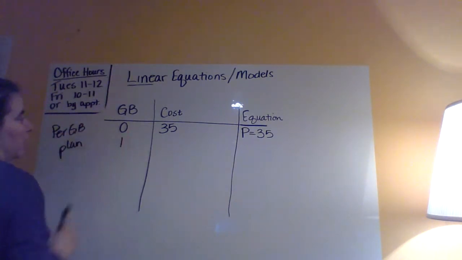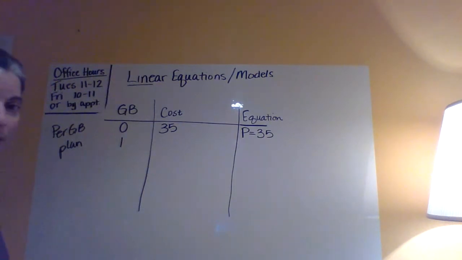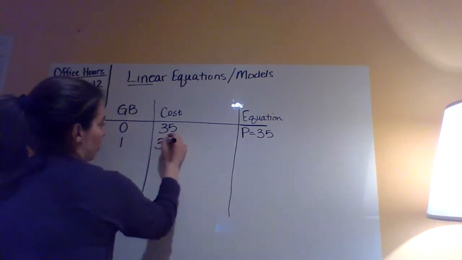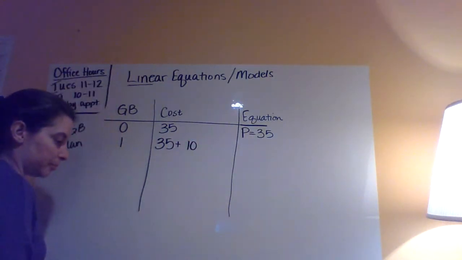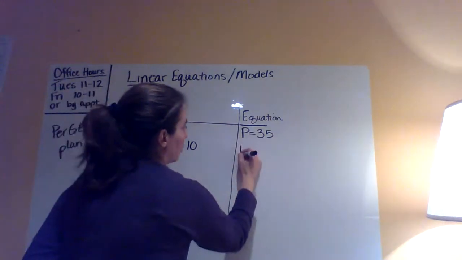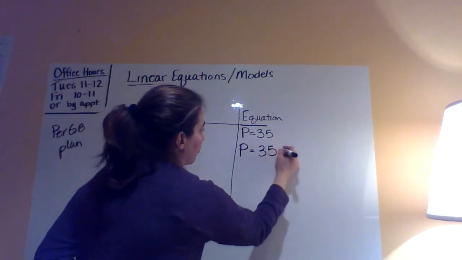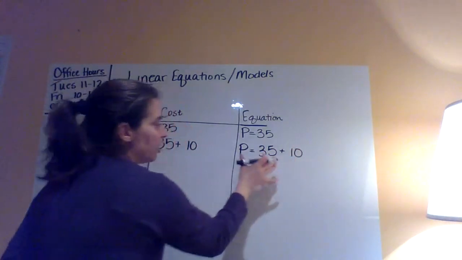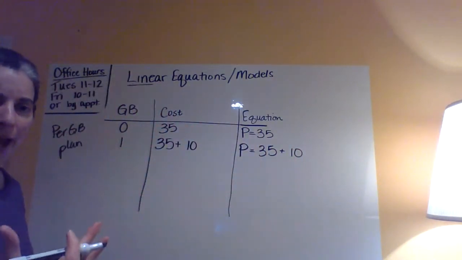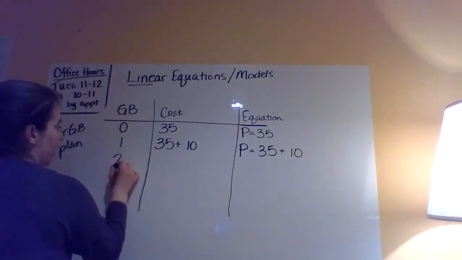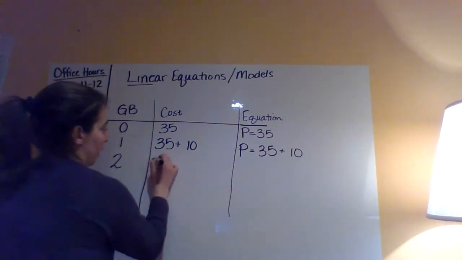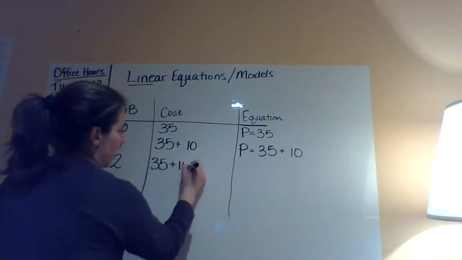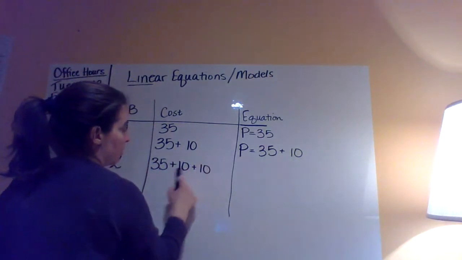Okay, what if I use 1 gigabyte with this plan? Well, then my cost is going to be $35 plus $10. So one way we can write this is 35 plus 10. I'm not going to add those together right now because I kind of want to see a pattern. Okay, what if I use 2 gigabytes? Well, in that case, I'm going to have $35 plus 10 for the first gigabyte plus another 10 for the second gigabyte.